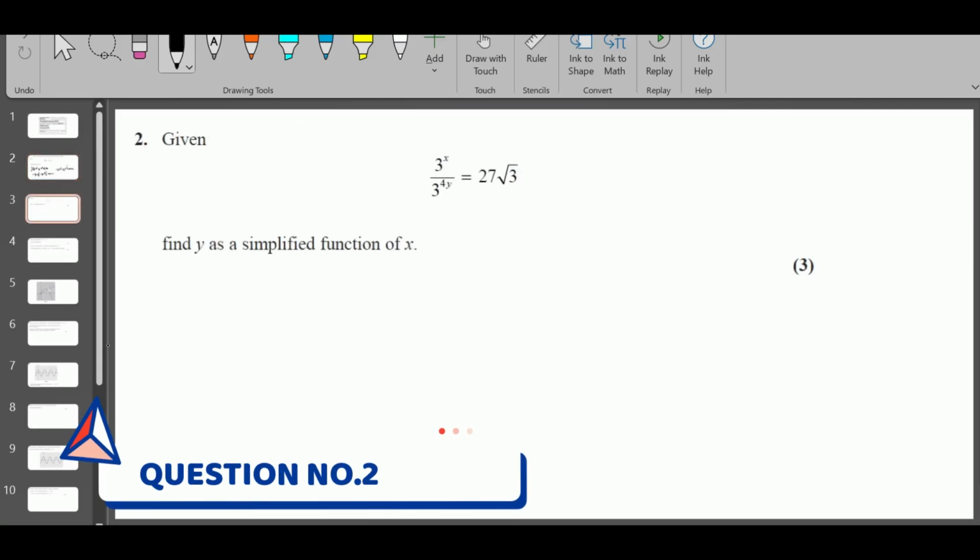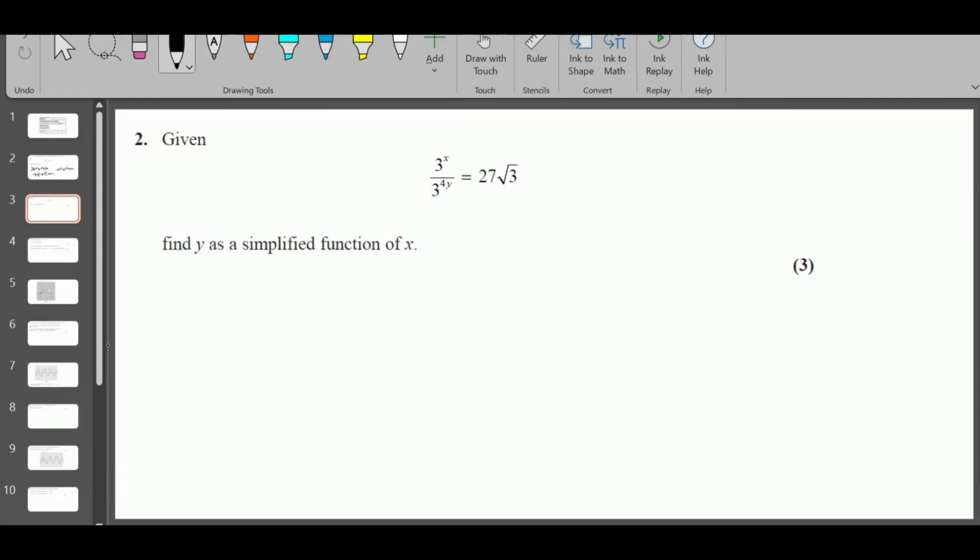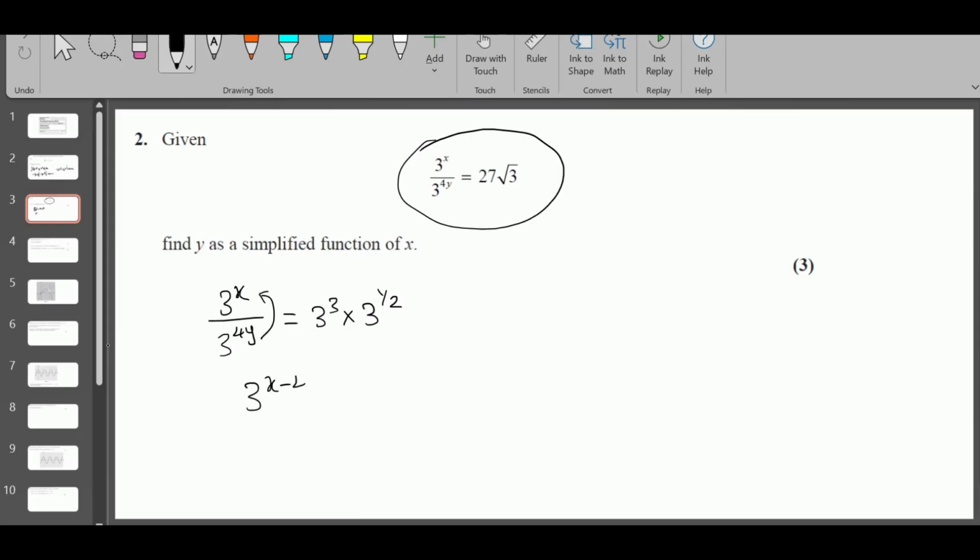Question number 2. You have an equation given. Find y as a simplified function of x. The trick here is to write everything as a power of the same base. You have 3 power x divided by 3 power 4y is equal to 27, which is 3 cube. Square root of 3 is this, right? You put this on top, it's 3 power x minus 4y is equal to, here you can add the powers, right, by using laws of indices.